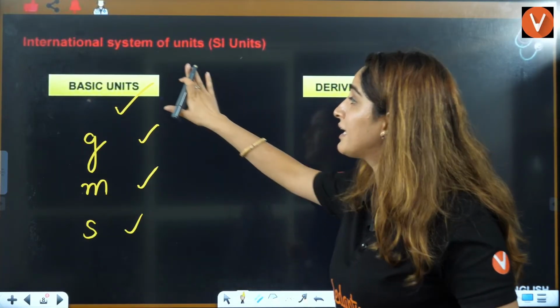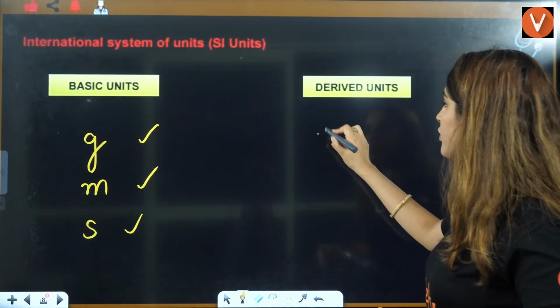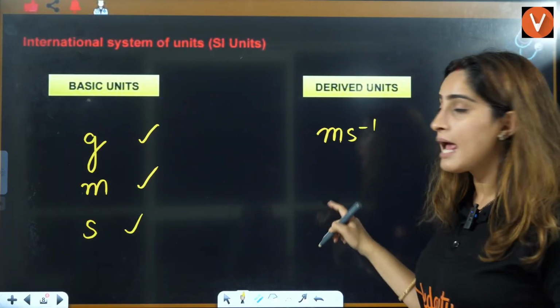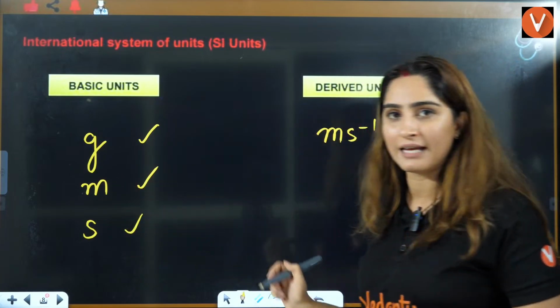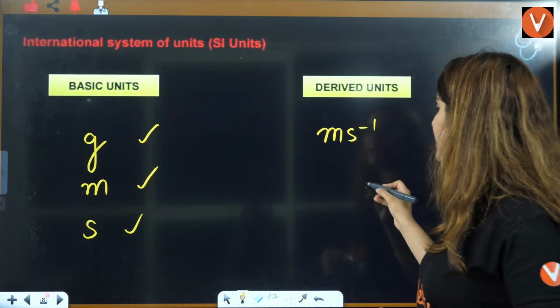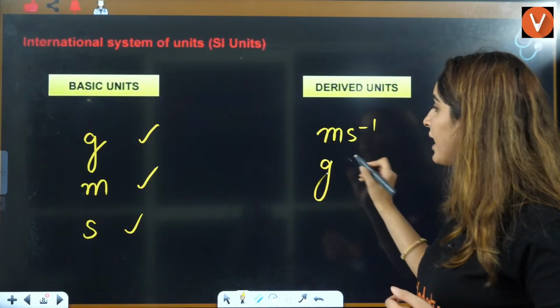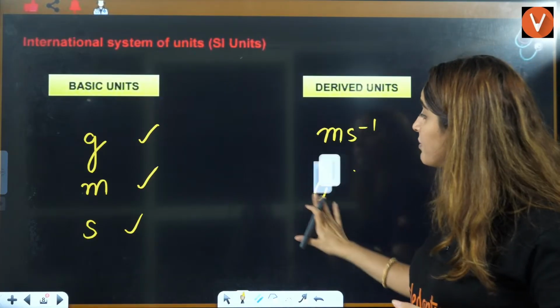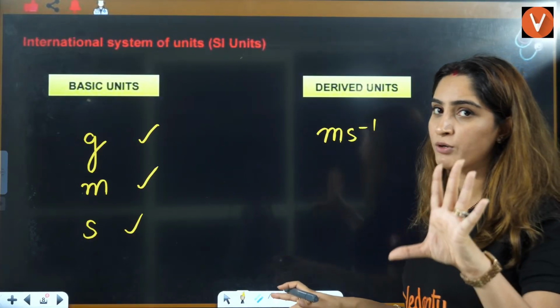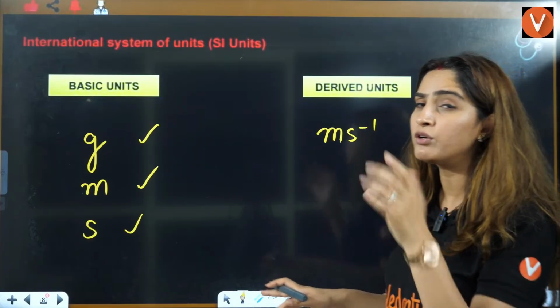But if you talk about the derived units, let's talk about velocity. It is meter per second. It is formed from meter and second. Now let's talk about density. Density is equal to mass by volume. Now, ma'am, is volume a derived unit or not? That we will talk about.